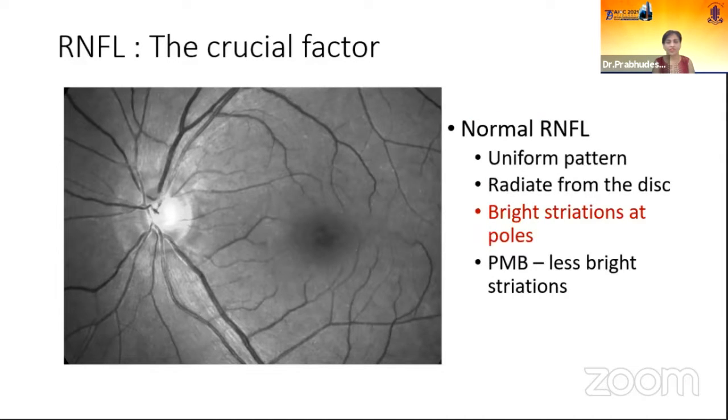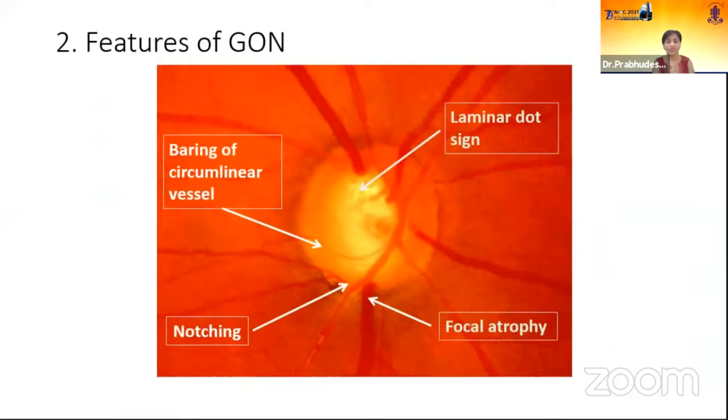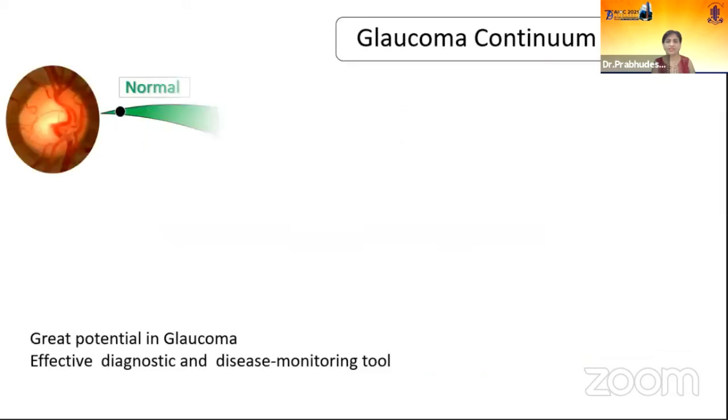We should differentiate how a uniform pattern looks like and how the defects look like. So this is normal, slit defects, there can be wedge defects, or diffuse loss of RNFL. We should know and be well familiar with all the features of glaucomatous optic neuropathy, like notching, focal atrophy, baring of circumlinear vessels, laminar dot sign, or bayoneting of vessel, and cup-disc discrepancy and vertical enlargement.